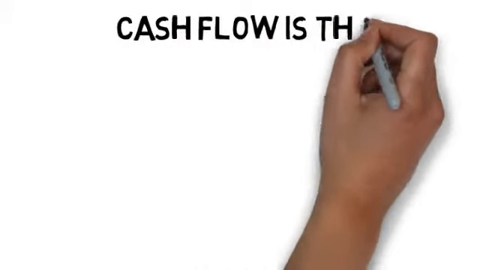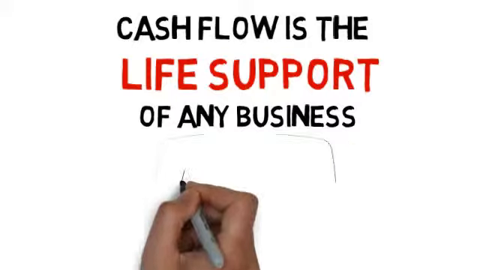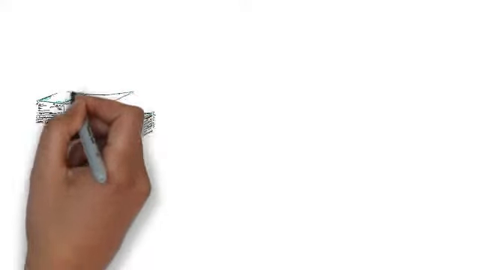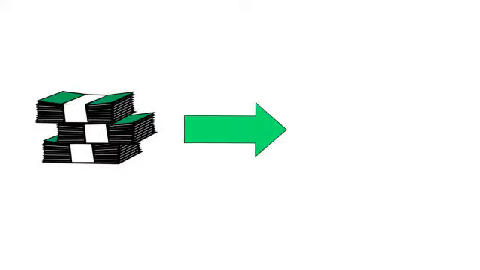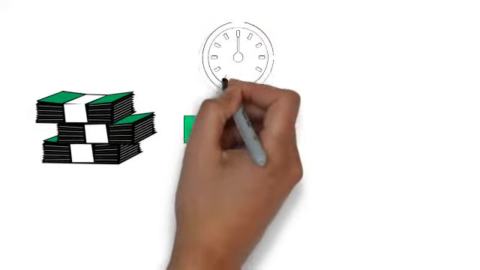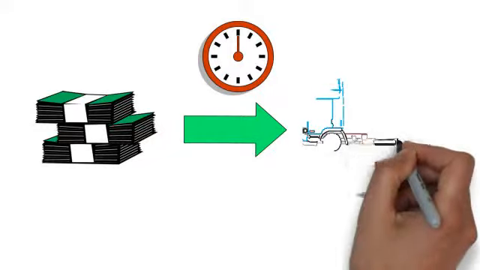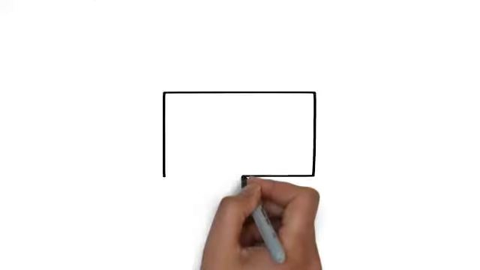Cash flow is the life support of any business. More firms go bust because of cash flow problems than anything else. The fundamentals of good cash flow management are easy. You've got to make sure you've got more money coming in than you have going out. Money also needs to come in on time, so you can pay your suppliers and buy new stock. To help you manage your cash flow efficiently, here are 7 essential steps.